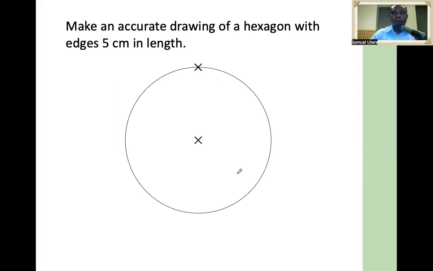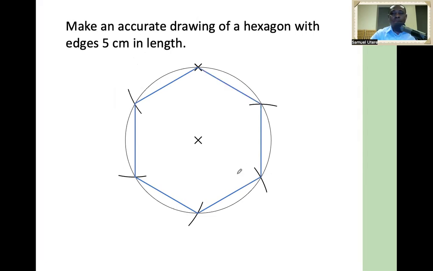Then position your compass at that point and mark an arc. Position the compass at that arc and mark another arc. Position the compass at the second arc you drew and mark another arc. Position the compass and mark another arc. Position the compass and mark another arc. Now, the next thing you do is use a ruler and pencil to join the first point that you marked and all the other arcs that you drew. So you draw straight lines connecting them. And you would see that you have just formed a hexagon.